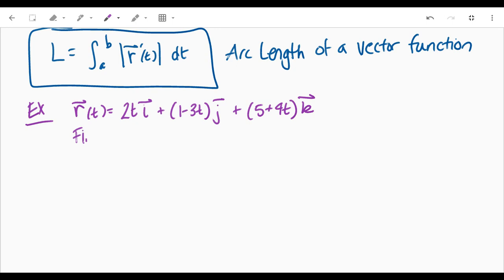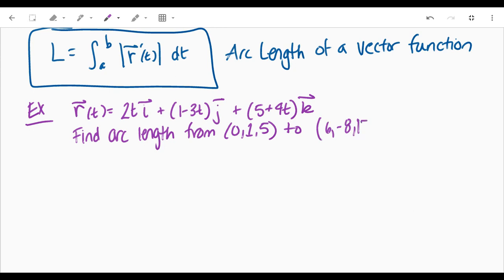And we want to find the arc length along this curve from (0, 1, 5) to (6, -8, 17). Little spoiler here, this is not a very difficult problem because this is a linear function. You guys know that. Linear function through the point (0, 1, 5) parallel to (2, -3, 4). But to make it just a nice, easy example, we're going to use it. But you could just really use the distance formula between those 2 points and get the same answer. But we're going to use our formula there.